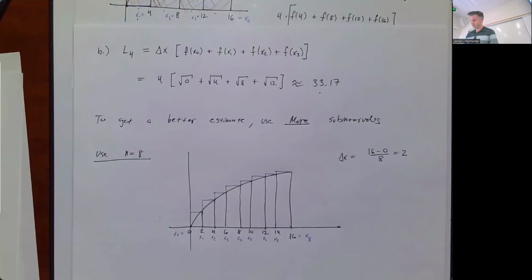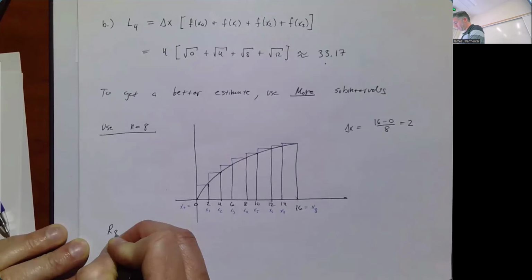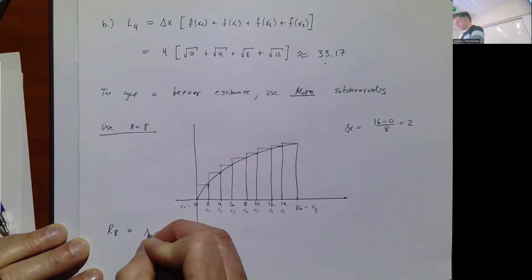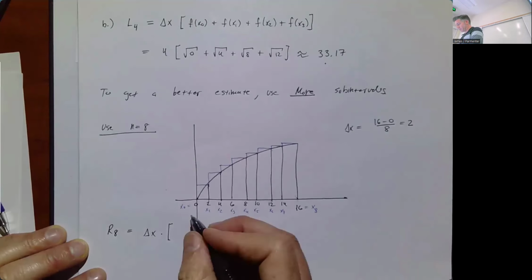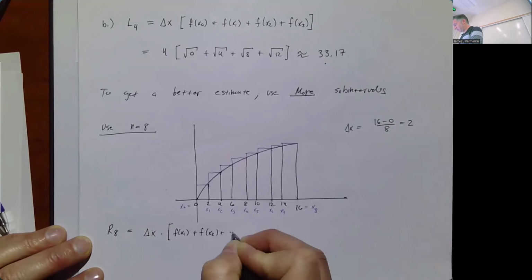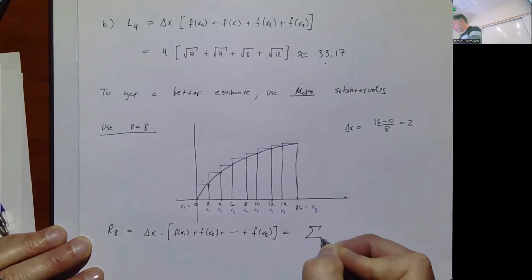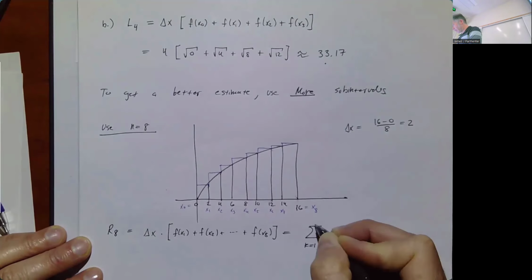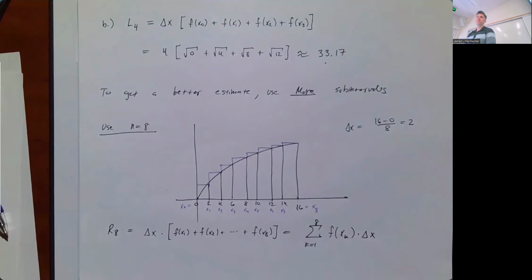So here, our R8 is going to be our delta x times, that's just our base, which is 2, all the heights. So f of x1 plus, why am I writing all this out? I have a better notation for this. I should write this as the sum from k equals 1 to 8 of f of x sub k times delta x. That's a much more compact way of writing this.